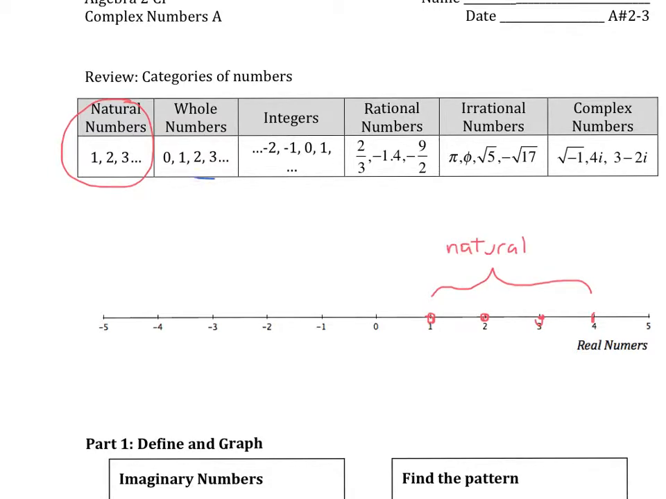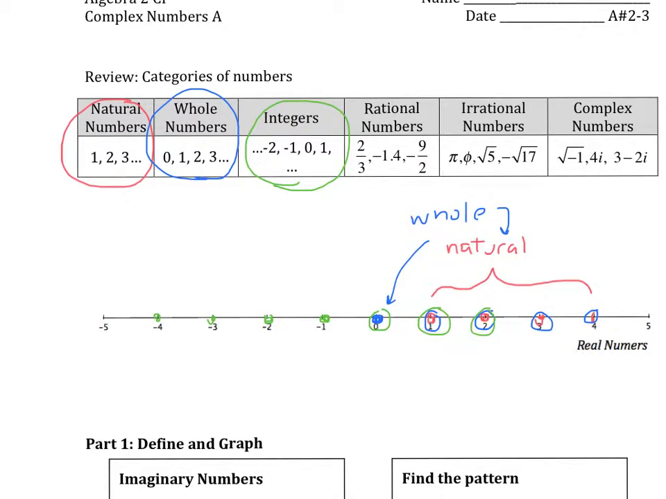In addition, folks discovered that 0 is a number as well, and so whole numbers are all the natural numbers plus 0. So whole looks like this. Whole would be all the natural plus 0, and that's the only difference. Next, we have integers. Now, integers would be any whole number and its negative. 0 does not have a negative. So all of these would be my integers.